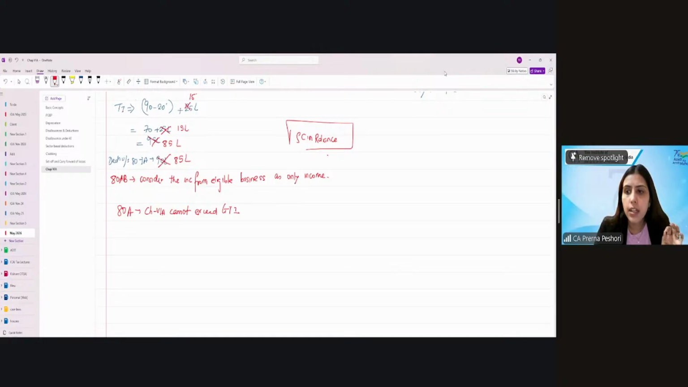Now, let us understand what if there is a loss in the eligible business? Can it be set off against the non-eligible businesses? Yes. Yes, ma'am. Can we set off? Yes.